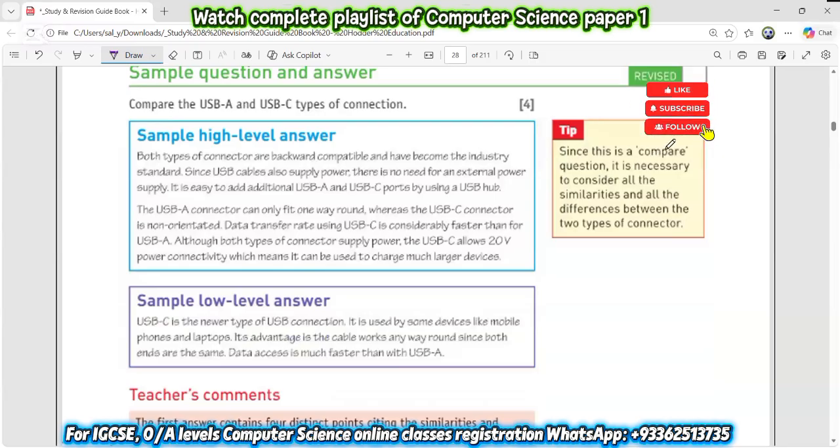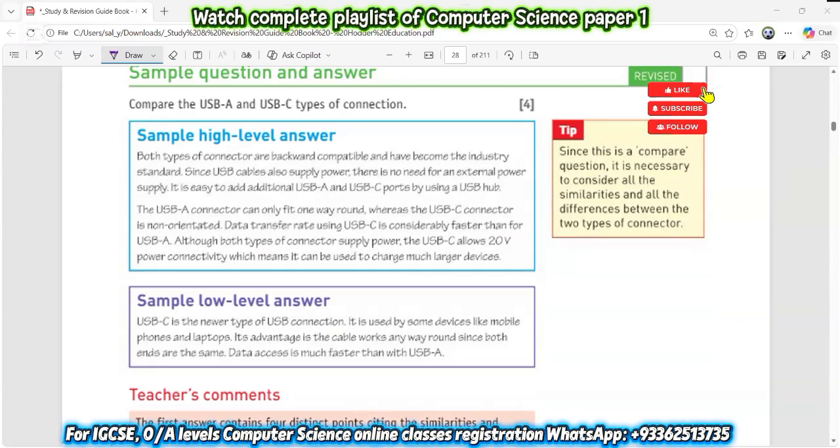You can see the tip: a comparison question means that you need to mention the similarities and the differences clearly. If you miss out anything, you will not be able to score. Any questions? This is why we are learning from the revision guide. We know the book, we know whatever is there, but we are learning it from here.